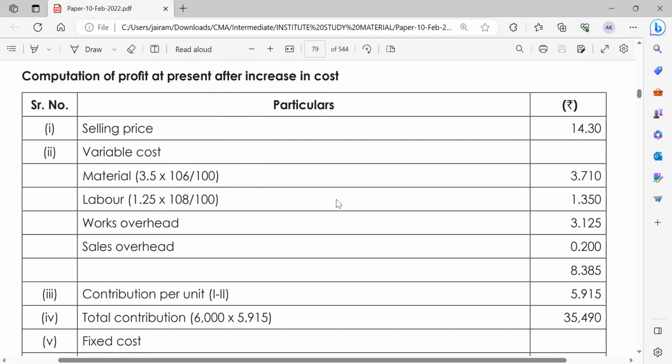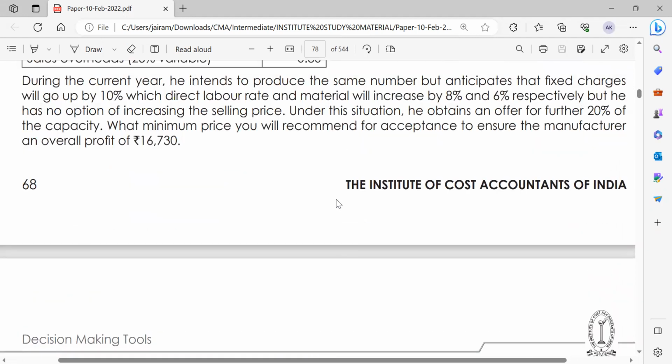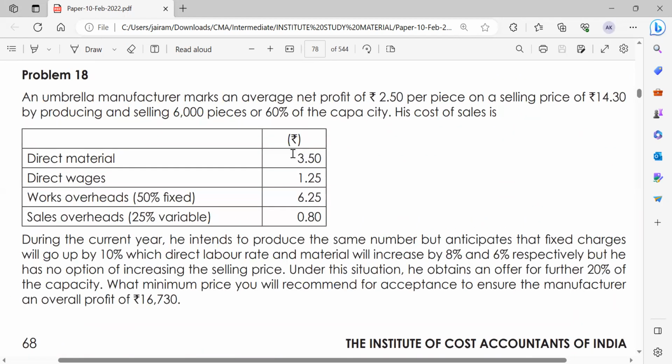Okay, so 3.5 and 1.25. And what is the increase? 8% is labor and 6% is material. Remember this, be very careful while reading. They put labor first and material next, otherwise you will take 8% as the increase of material.